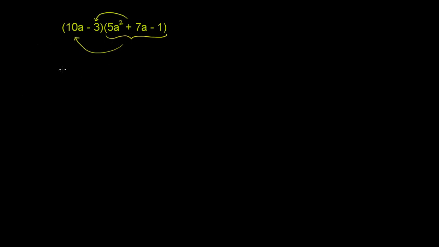So let me just write it out. We could have 10a times 5a squared plus 7a minus 1. That's that right over here. And then we can have minus 3 times 5a squared plus 7a minus 1. And that is this distribution right over here. And then we can simplify it.